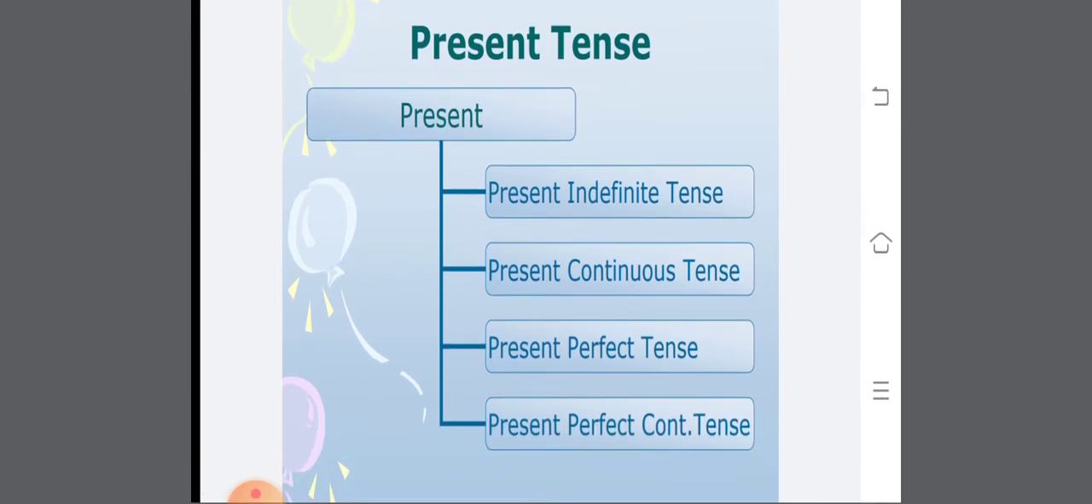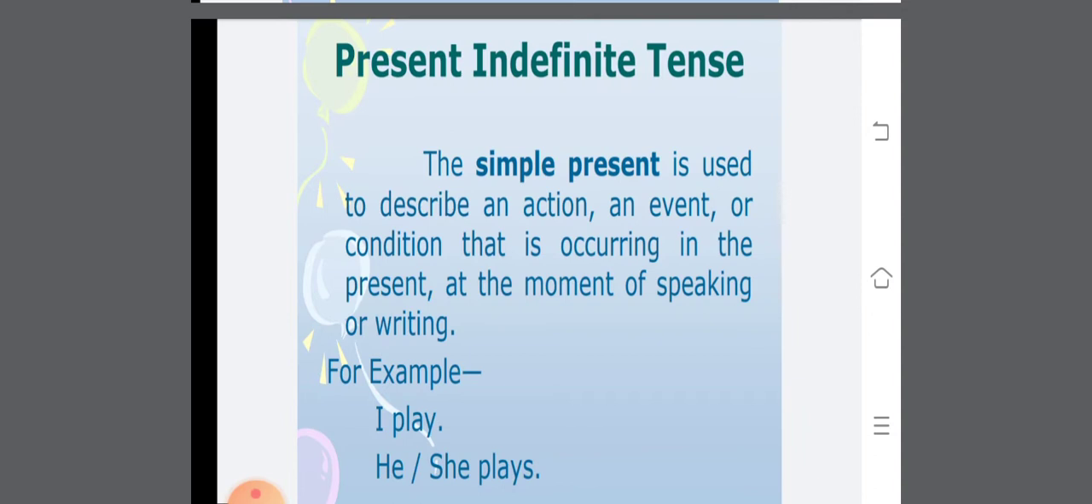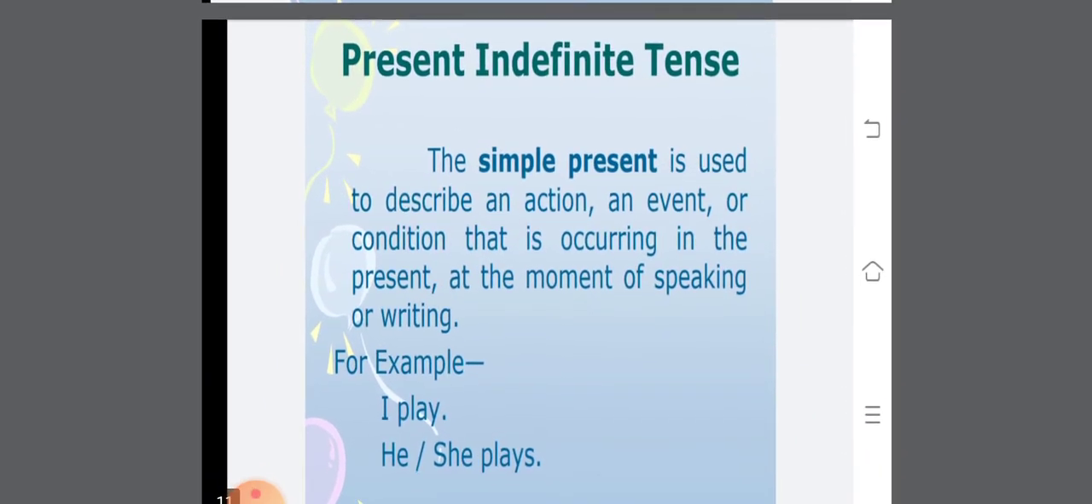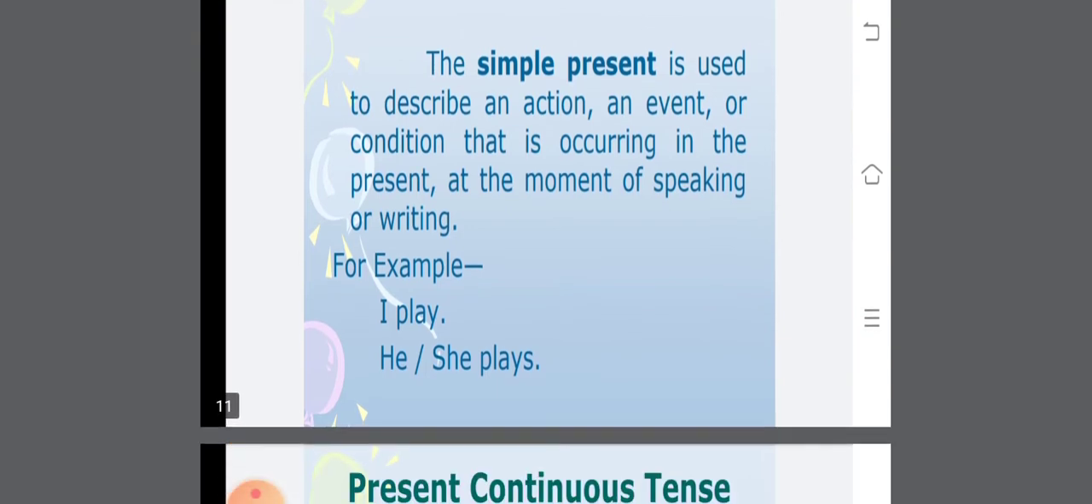Present indefinite. These are the four divisions: present indefinite tense, present continuous tense, present perfect tense, and present perfect continuous. Now, where is the present indefinite tense used? The simple present is used to describe an action, an event or condition that is occurring in the present at the moment of speaking or writing. This is actually used for habitual action or universal truth, like that. I play, she plays, he plays, like that.